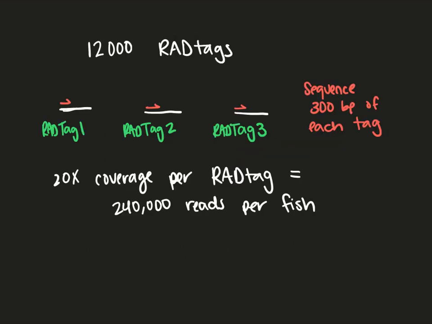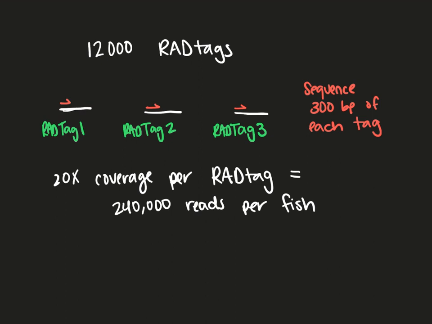Now, since I have reduced my genome to only these 12,000 RAD tags using restriction enzymes, I don't have to sequence even the entire length of the tag. It depends on what size you selected for. But let's say that I selected for fragments about 1,000 base pairs long, it's still possible for me to just sequence the first 300 base pairs of each tag.